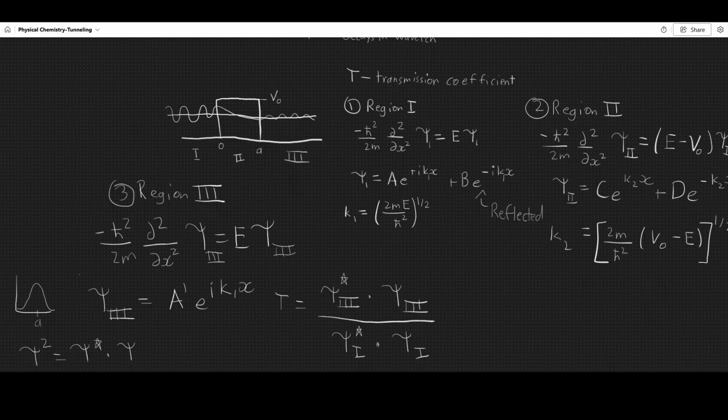We know that psi 3 is this, and we know psi 1 is this. And so basically the e to the i k1 x terms are going to be canceled out, and it'll all simplify down to the constants. So we get a prime star times a prime, divided by a star a. So this is what it comes down to, essentially. Okay, so now we have what the transmission coefficient is.